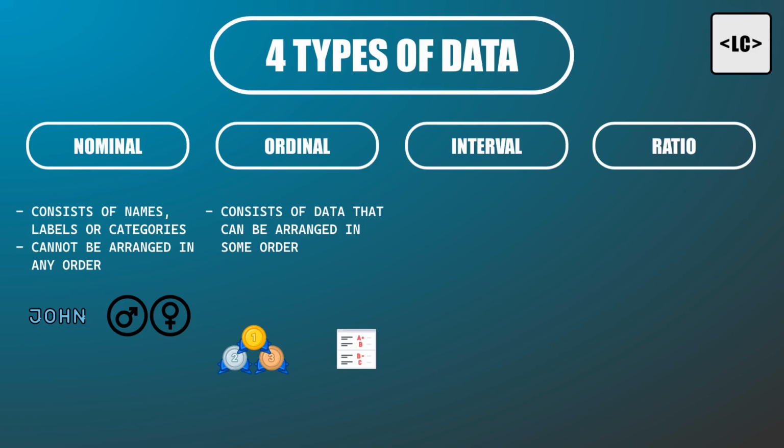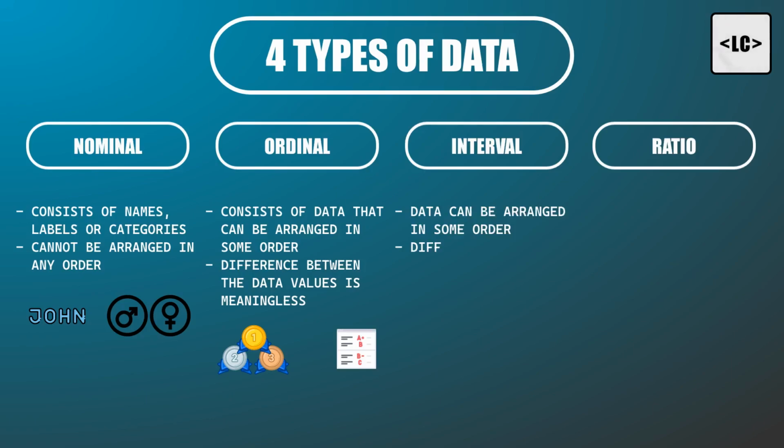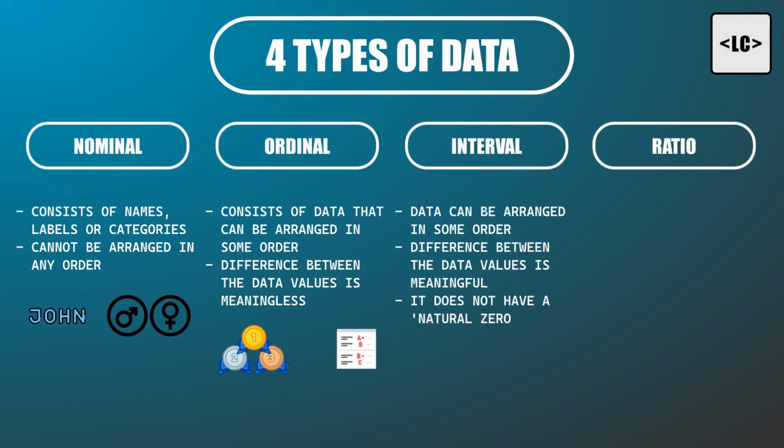One thing to note about this type of data is that the difference between the data values is meaningless. Interval data, just like the ordinal data, can be arranged in some order. The difference between the data values in this type of data is meaningful. One more property of this type of data is that it does not have a natural zero. Natural zero means wherever there is a zero in data, it indicates the absence of data. For example, temperature, years, etc.